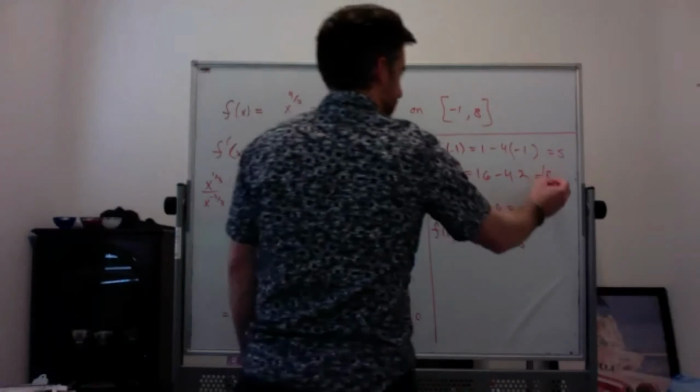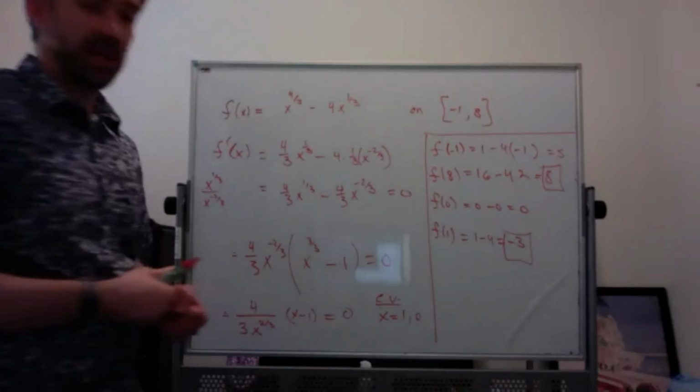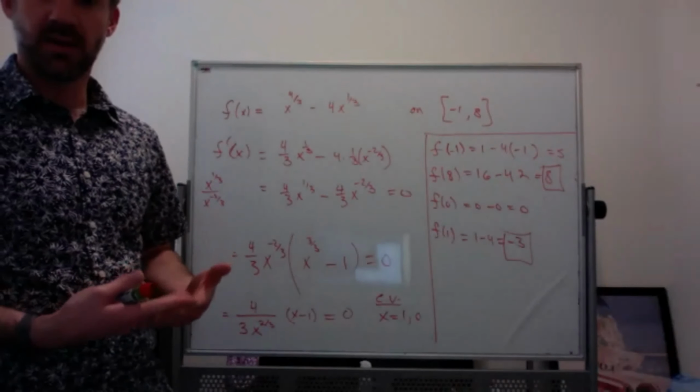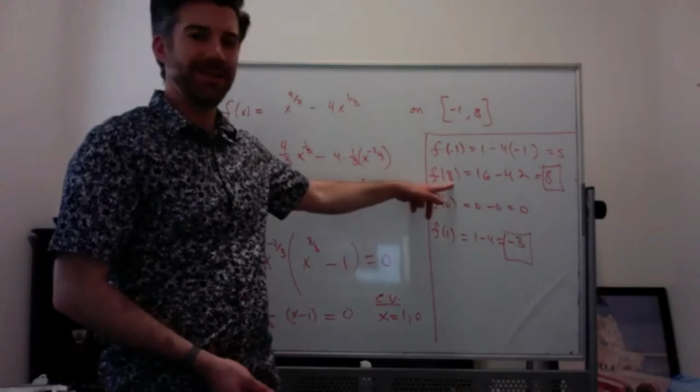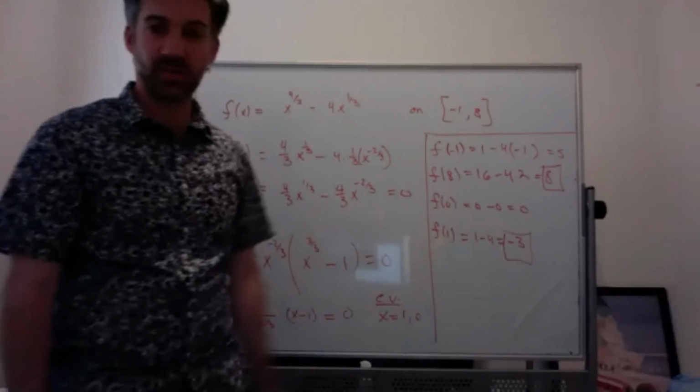Okay, so here's the biggest number. Here's the smallest number. So I would say I have a maximum value of 8 that occurs at x equal to 8. I have a minimum value of -3 that occurs at x equal to 1.